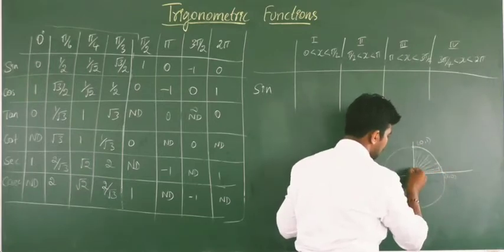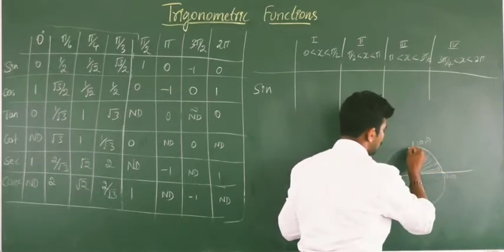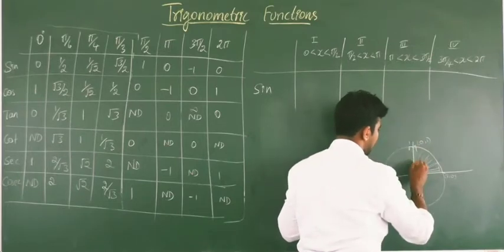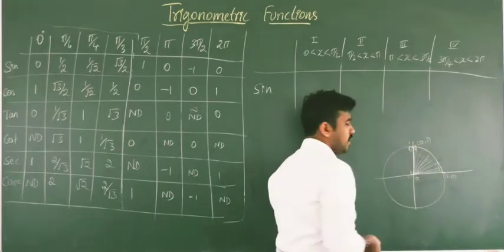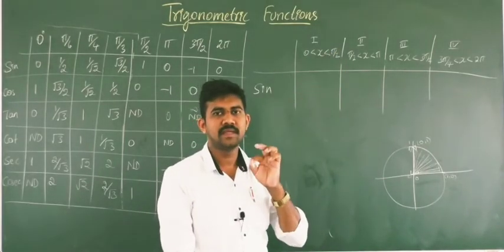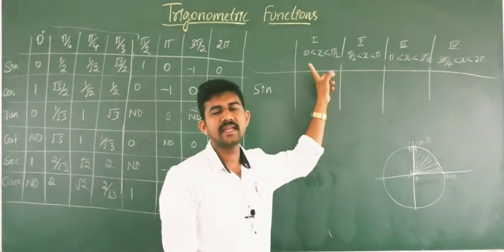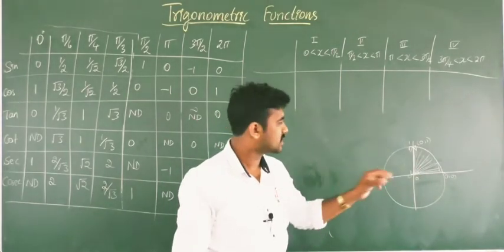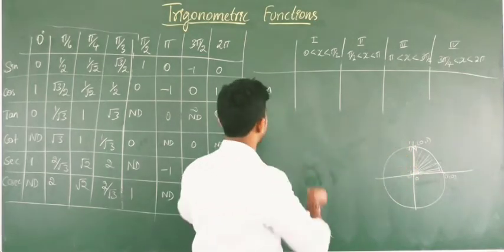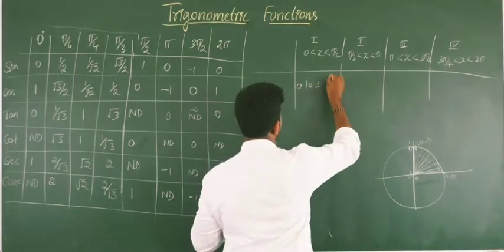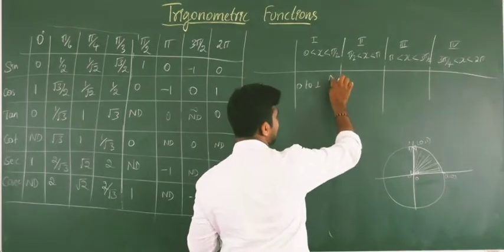This is 0, this is 1, this is increased, when you take the central angle from 0 to pi by 2. As the angle increases, the sine function increased from 0 to 1 here. So it is increased from 0 to 1. Increased. So I write an arrow mark in the upward direction.